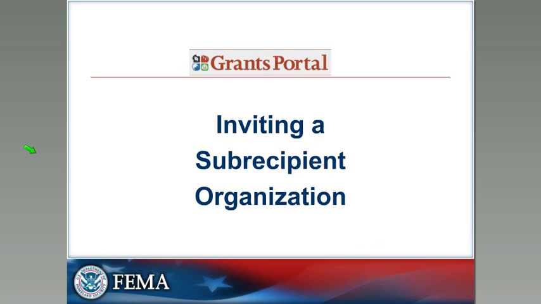So for the subrecipient to set up an account, there's two ways to do that. Number one, the recipient can send an invitation to the subrecipient. The second one is the subrecipient can now register themselves along with submitting their RPA. And I'm going to take you to the demo site so I can show you exactly what this looks like.